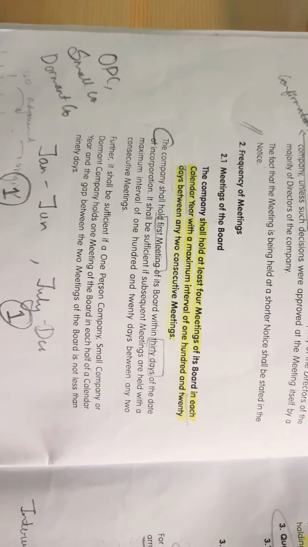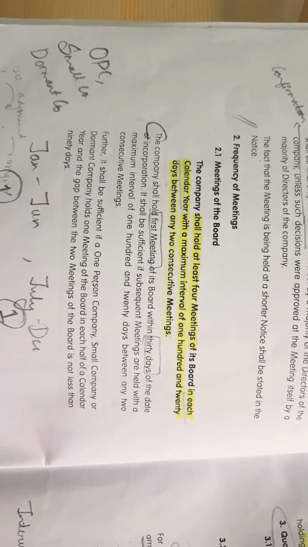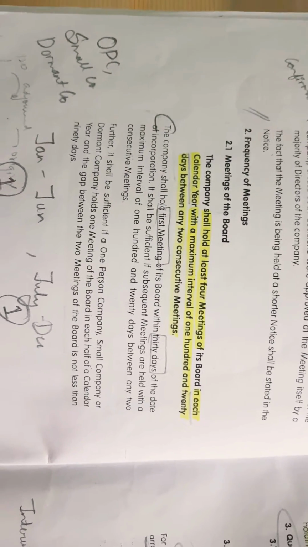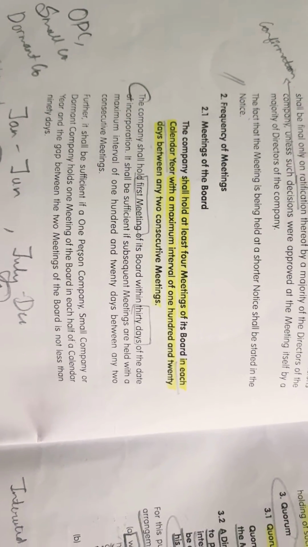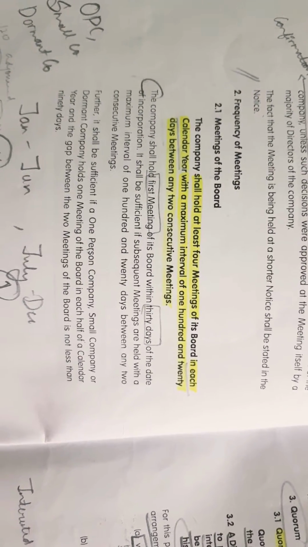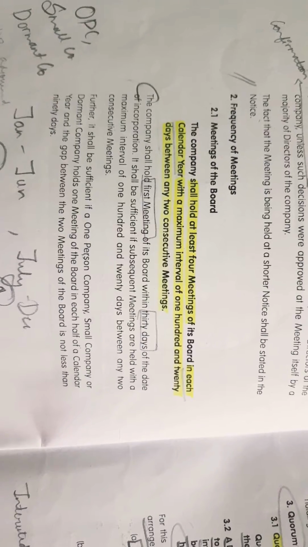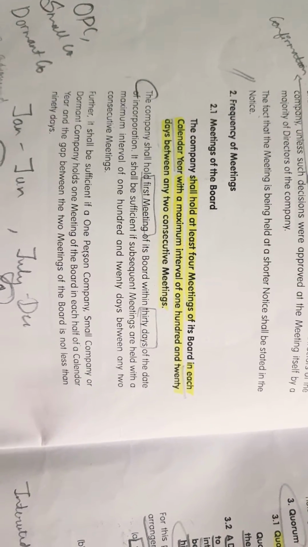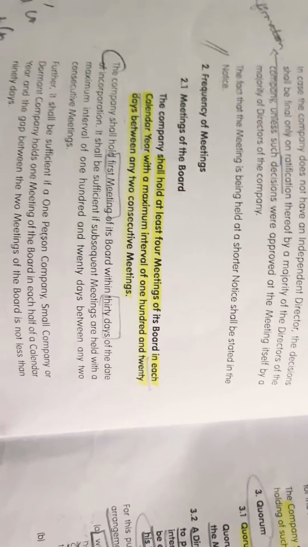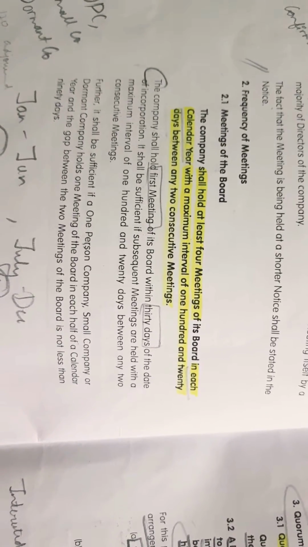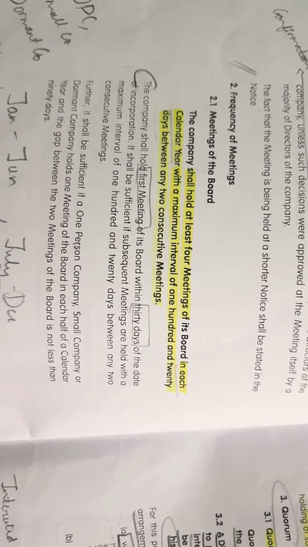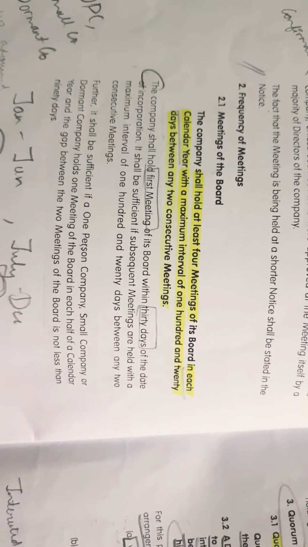Then the frequency of meetings: at least 4 board meetings in each calendar year with a maximum interval of 120 days between any 2 consecutive meetings. And in the case of OPC, small company, dormant company, 1 meeting in each half calendar year, and the gap should not be less than 90 days.